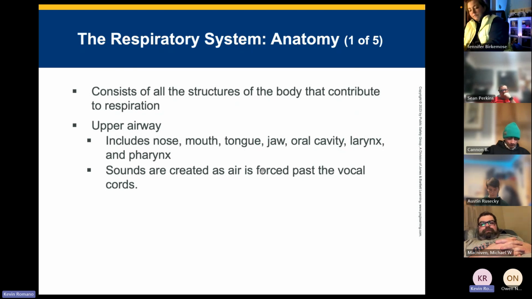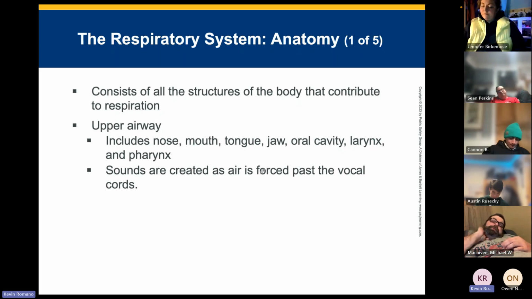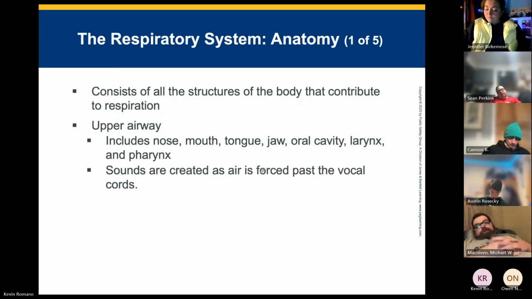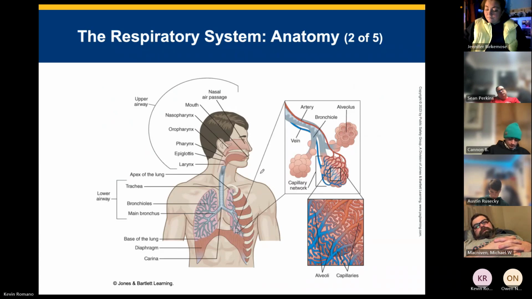Sounds are created as air flows past the vocal cords. What's another function of the vocal cords? What does that do for us?